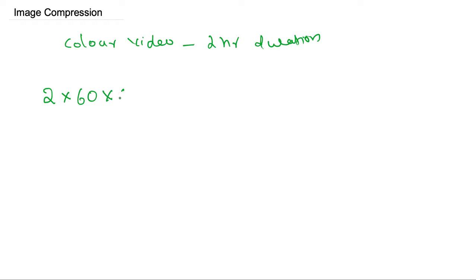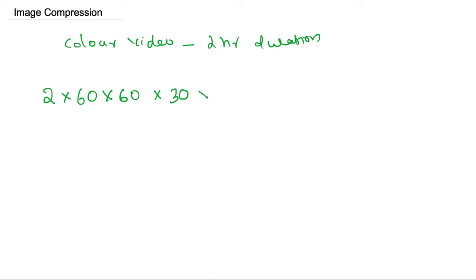In order to understand why image compression is required, suppose we take an example of a color video of 2 hour duration. We know that each hour is 60 minutes and each minute is 60 seconds. So the total time of the video will be around 2 into 60 into 60 seconds. Now suppose that the video is changing the frame at a rate of 30 frames per second, which means that the video is actually showing 30 different frames in every second.